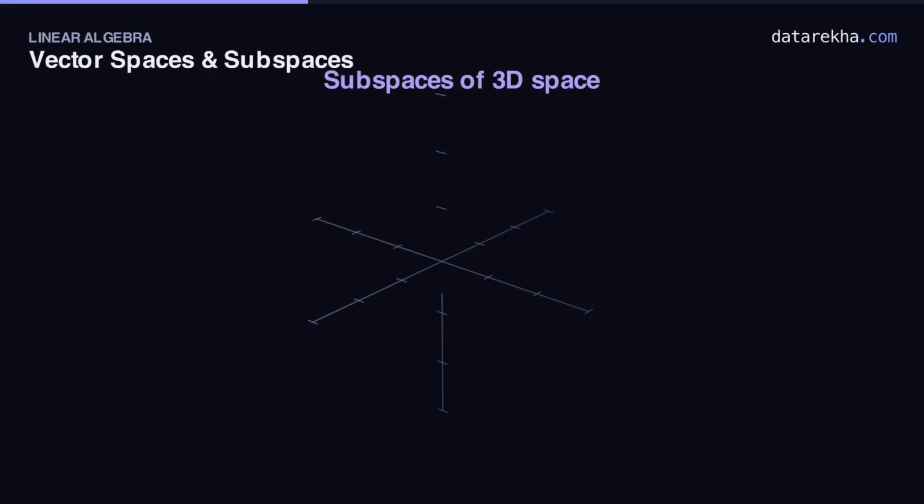Three-dimensional space is where subspaces really come alive. So let's move there. Here are the three axes, meeting at the origin. The smallest possible subspace is just the origin by itself, the point 0. Add 0 to 0, you get 0. Scale 0, you get 0. It never leaves. We call it the trivial subspace.